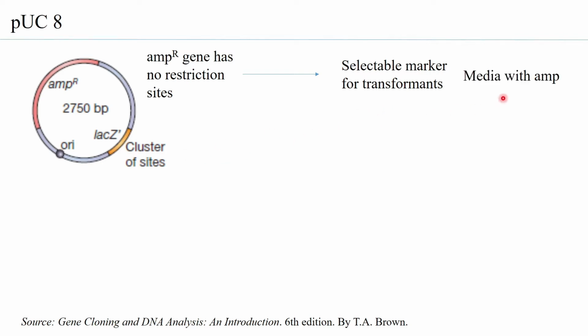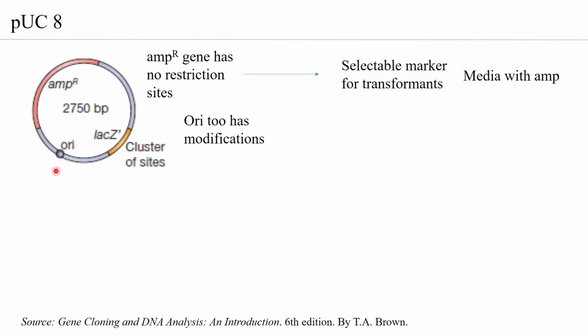Now, the media with AMP is significant enough to ensure that one can come to know whether an E. coli has taken up pUC8 or has not taken up pUC8. Those E. coli that have not taken up pUC8 will not grow in the media with ampicillin.